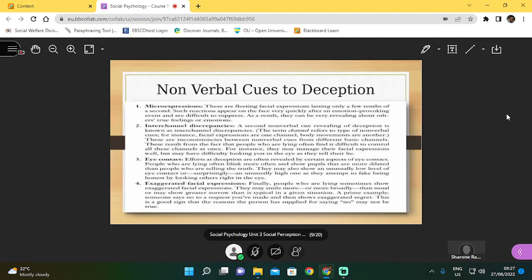So, non-verbal cues to deception: what should we take into consideration to detect whether a person is lying? There, you have micro-expressions. What are micro-expressions? An individual is talking with me, and very subtly, something happens. You really have to be present in the moment to see it happening, okay?